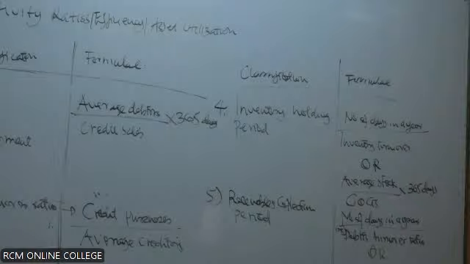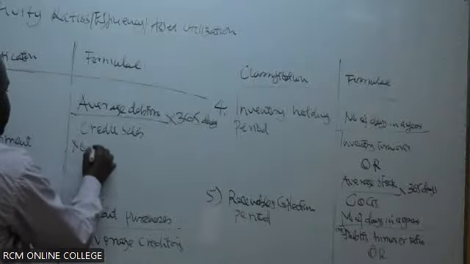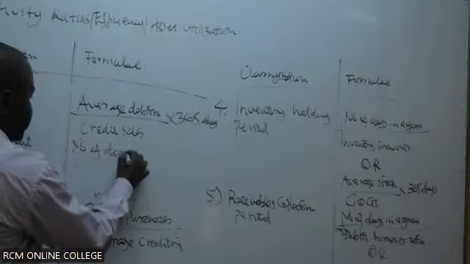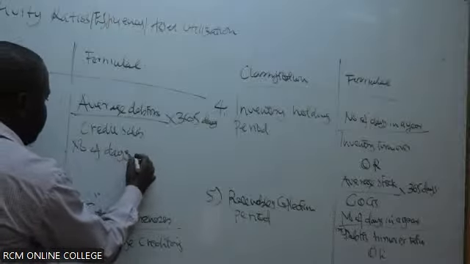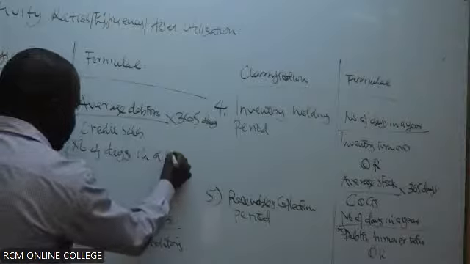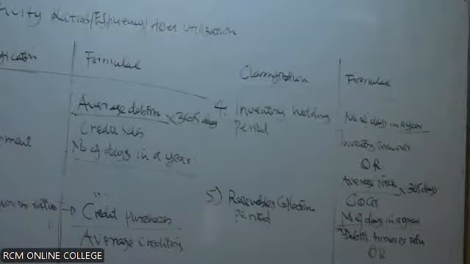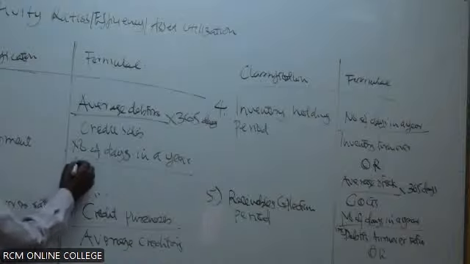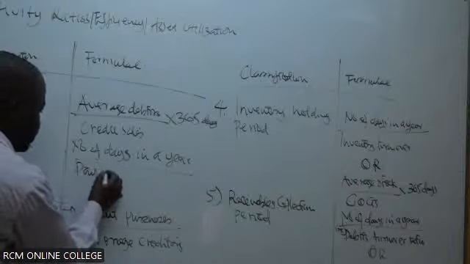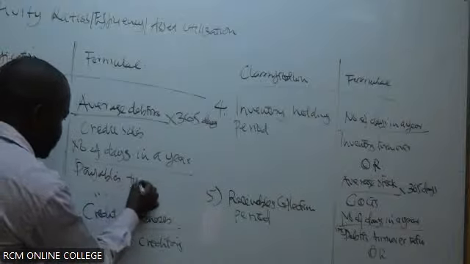You take the number of days in a year. You know the drill now. Number of days in a year. You divide by this ratio, the payables turnover. You divide by the payables turnover. You know the drill now.